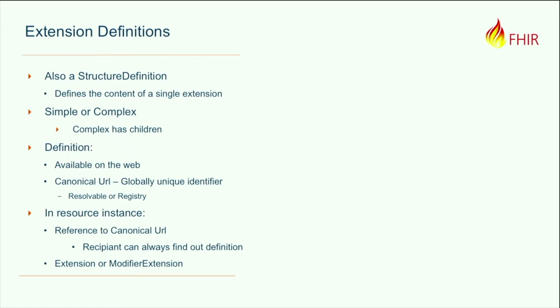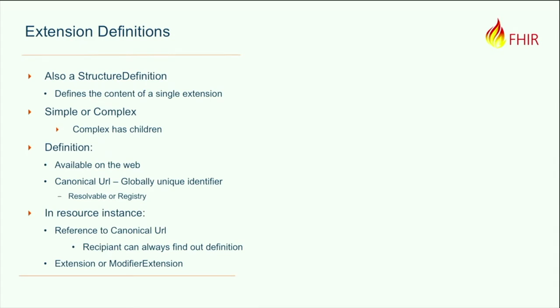Yeah, can I just say that basically there needs to be a way for a vendor to locate the extension definition, which is the important part. In the resource instance, there needs to be a reference to that extension definition, again, as I've just talked about. So that the recipient can always find out the definition.